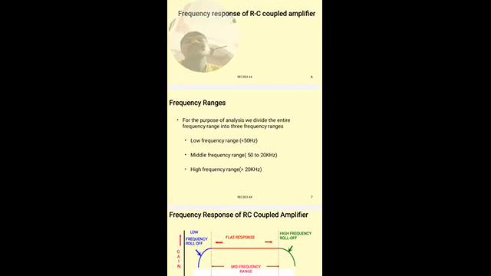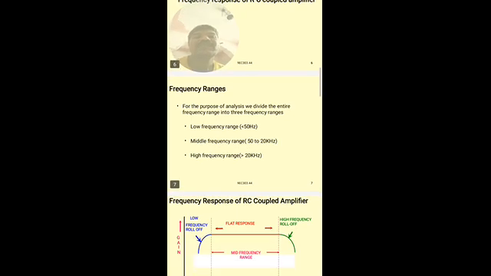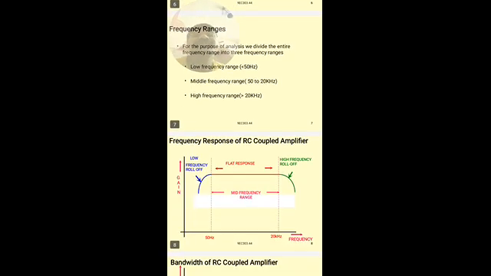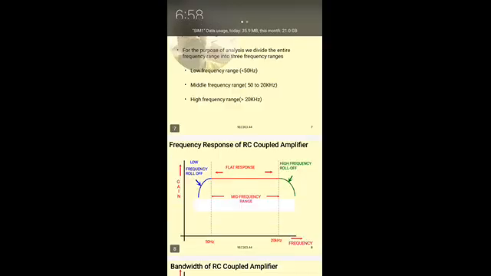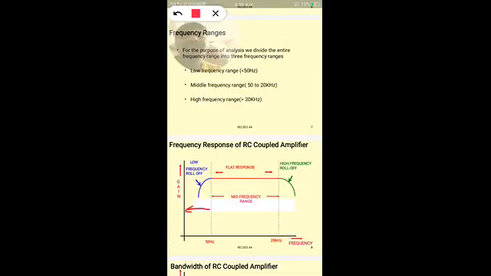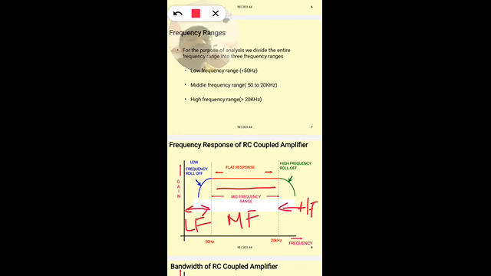So the frequency response of an amplifier is studied. We can divide that frequency range into three regions. That is the low frequency region, shown in blue, and this is the high frequency region. This is the low frequency region, and this is the mid frequency, shown in red. Mid frequency, high frequency shown in green, and low frequency shown in blue. So these are the regions.